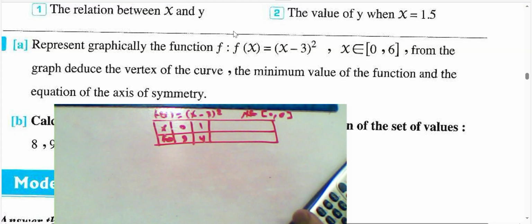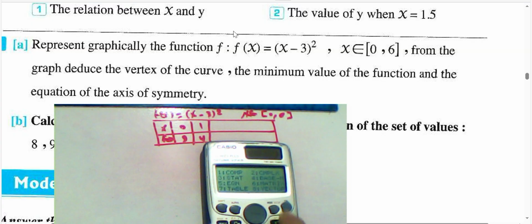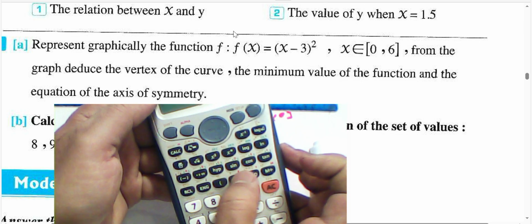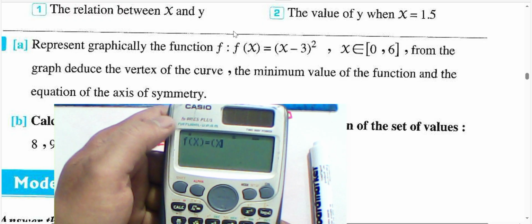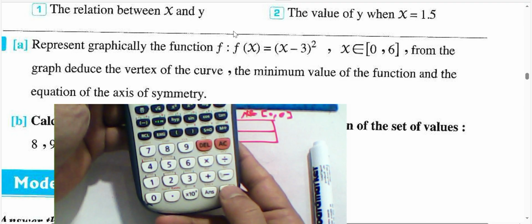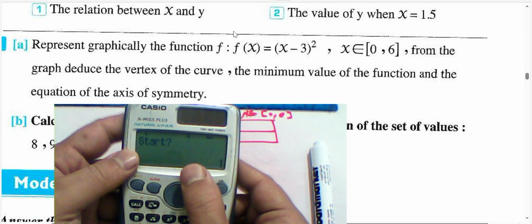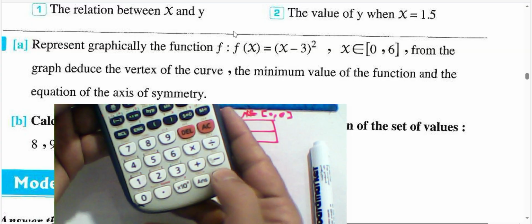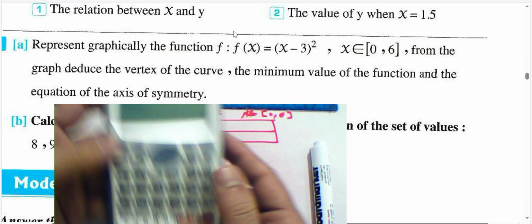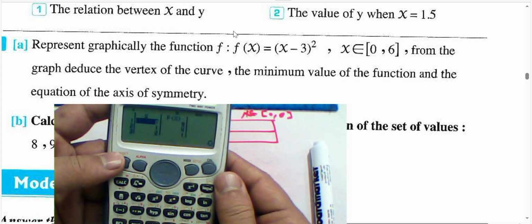Or you can use a calculator here by this program, about table: open here and choose mode, and then 7 table. Enter the function f of x equal to (x minus 3) power 2, using brackets and alpha x. Then equal. Start from 0, write 0, equal, and the end is 6, write 6, equal, and then equal also. Last step, it will draw the table here.